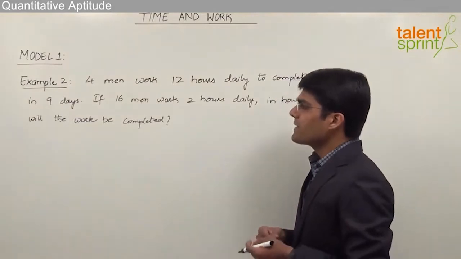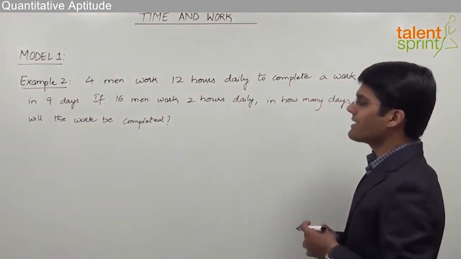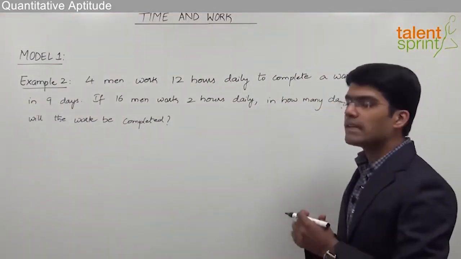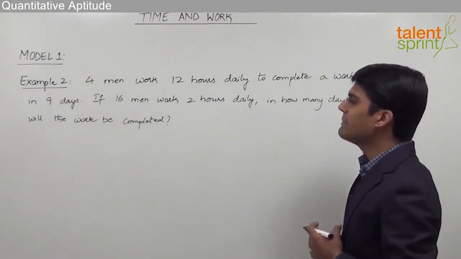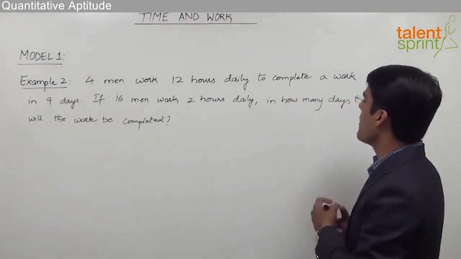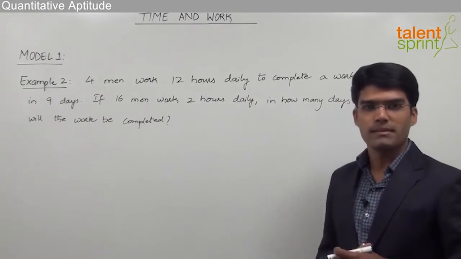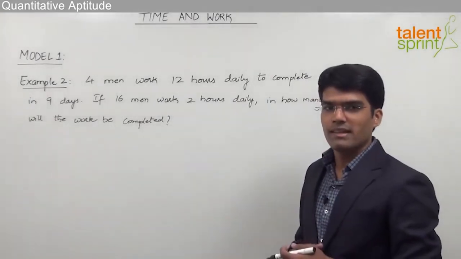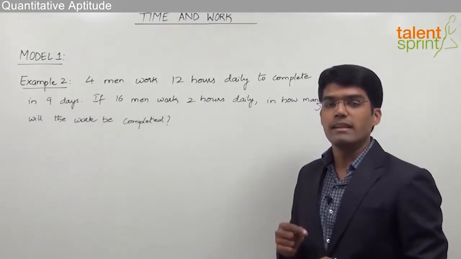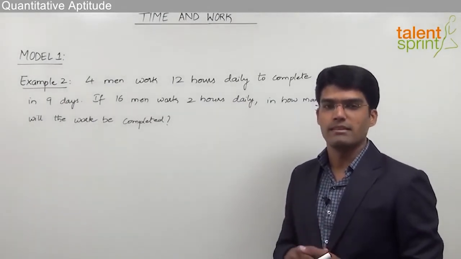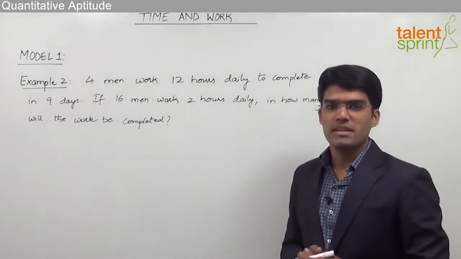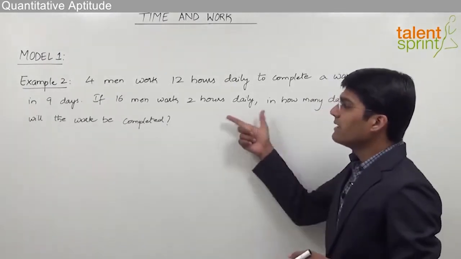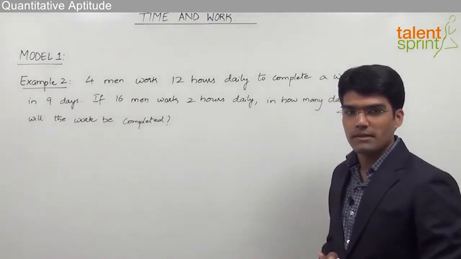The question here is, 4 men work 12 hours daily to complete a work in 9 days. If 16 men work 2 hours daily, in how many days will the work be completed? Now the difference between this example and the previous one is, in the previous question very clearly the work was specified, that was in terms of the number of pages. But as you can see here, the work has not been specified.